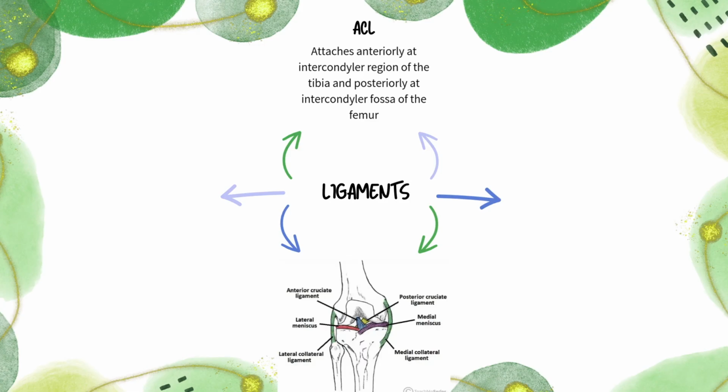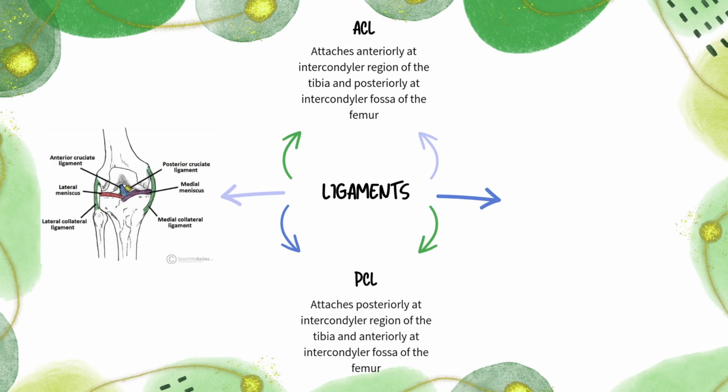Moving on to the ligaments of the knee. So the ACL attaches anteriorly on the tibia and posteriorly on the femur. It is going to prevent anterior translation of the tibia. For the PCL, it attaches posteriorly on the tibia and anteriorly on the femur. So the ACL and PCL, they crisscross. That's why they're called the cruciate ligaments, because they create a cross.